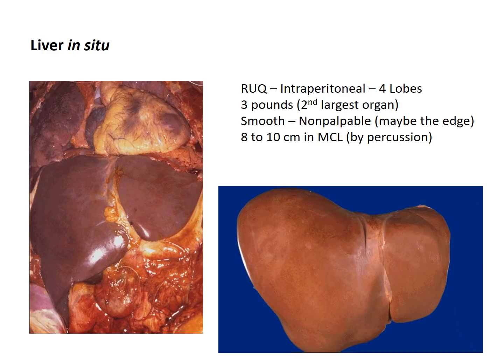We have to spend a little bit of time on the liver, so let's do that. It is the largest solid organ of the human body, located in the right upper quadrant. There are 4 lobes to the liver, and it weighs about 3 pounds. Here it says the second largest organ. Skin is the largest organ. Liver is the largest solid organ. The liver should be smooth and non-palpable. Maybe you can feel the edge of some people who have a healthy liver. If you percussed out the liver on a physical exam, it would be about 8 to 10 centimeters in the mid-clavicular line.